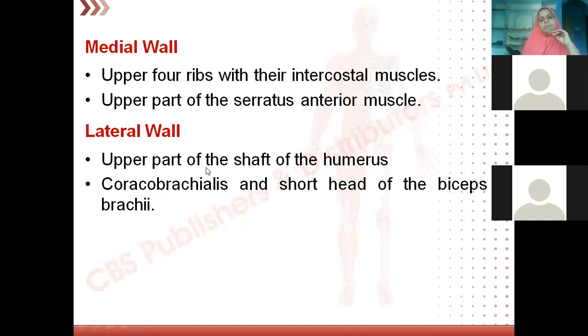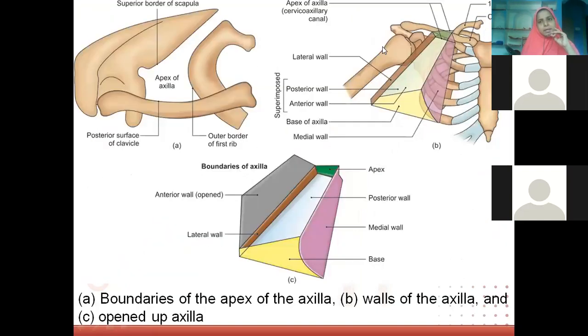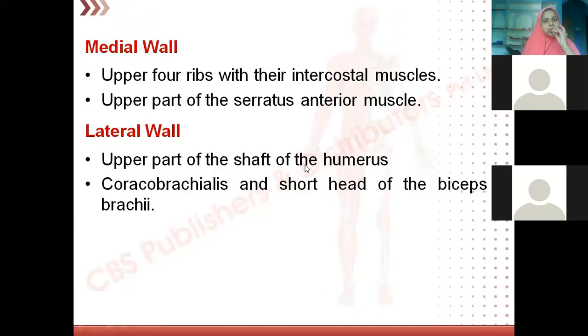Then the lateral wall. Which is the lateral wall? I told you this is the humerus, whatever we are finding. The head, the neck, like the anatomical neck and surgical neck, and the shaft of the humerus. This area will form the lateral wall. So the upper part of the shaft of the humerus is forming the lateral wall. Now what are the muscles we find in the lateral wall? We find coracobrachialis and the short head of biceps brachii. Do you remember where the short head of biceps brachii comes from? The coracoid process of the scapula. Even coracobrachialis also comes from there only.